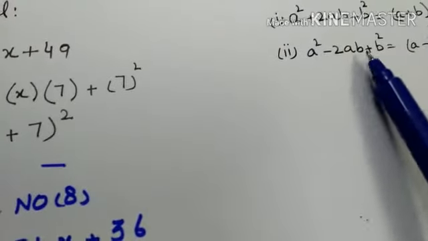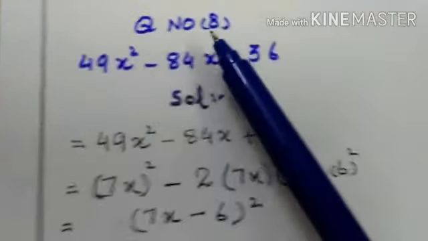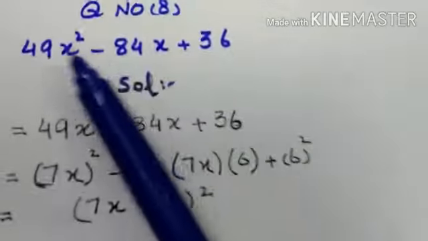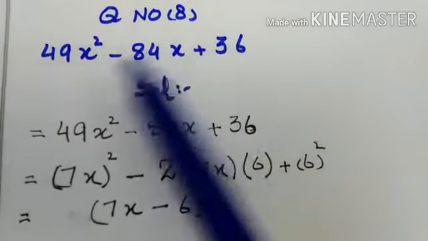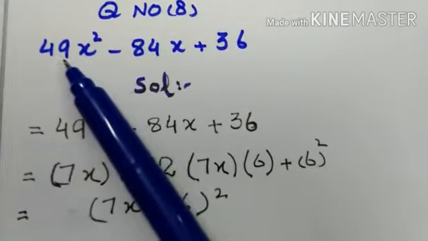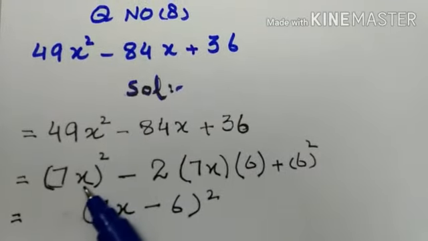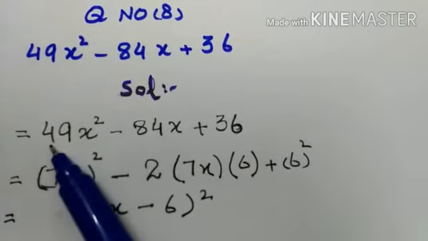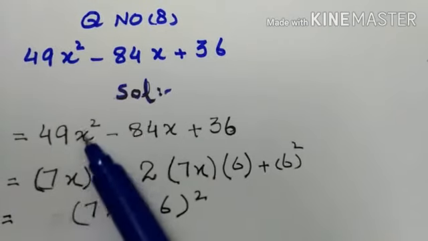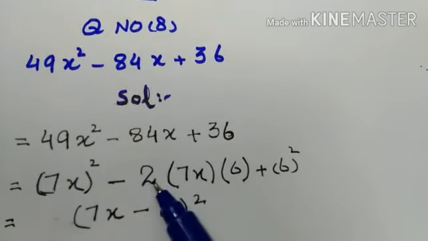Now we'll apply the negative formula, a square minus 2ab plus b square, which is a minus b whole square. Question number 8 is about the negative values. 49x square minus 84x plus 36. 49, dears, 49 is the square of 7, x simple value, so 7x whole square. If you take the square of 7, just see 49. If you take the square of x, x square. Minus sign shows that minus 2 of the formula will be there.